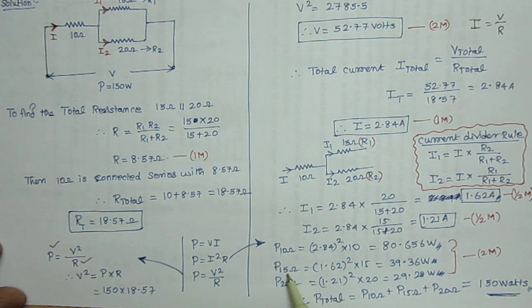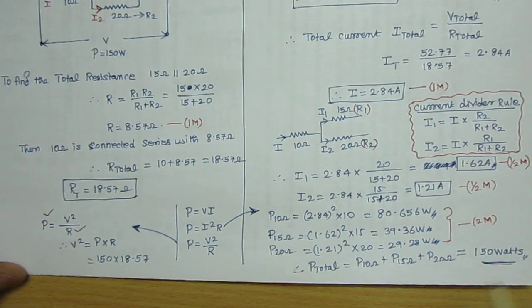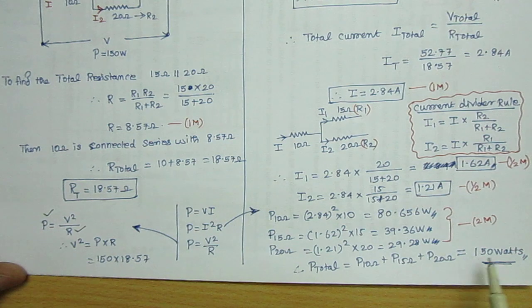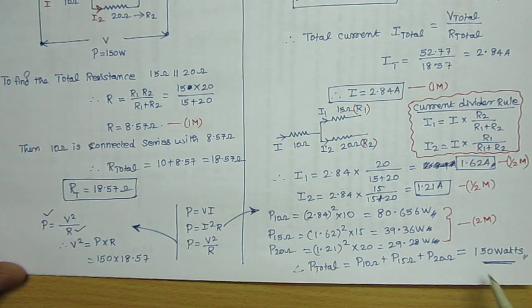Similarly, we find the power across 15 ohms and 20 ohms. Then for the total power we have to add all the values: power across 10 ohms, power across 15 ohms, power across 20 ohms. So we'll get 150 watt, the same value as given in the question. It will be near 149 point something, so it is near to 150 watts. So next problem.